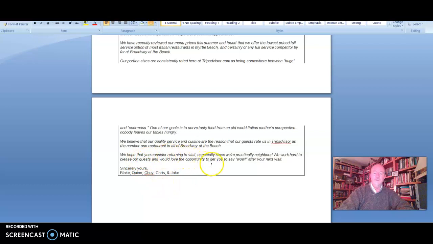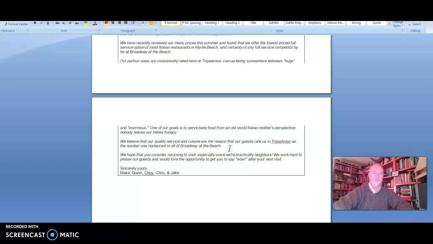We hope that you'll consider returning to us, especially since we're practically neighbors, state-wise. We work hard to please our guests and would love the opportunity to get you to say wow after your next visit. Now notice that this is an online complaint, and you don't want to offer something for free online. Your assignment will be a written letter, so you can offer something for free.